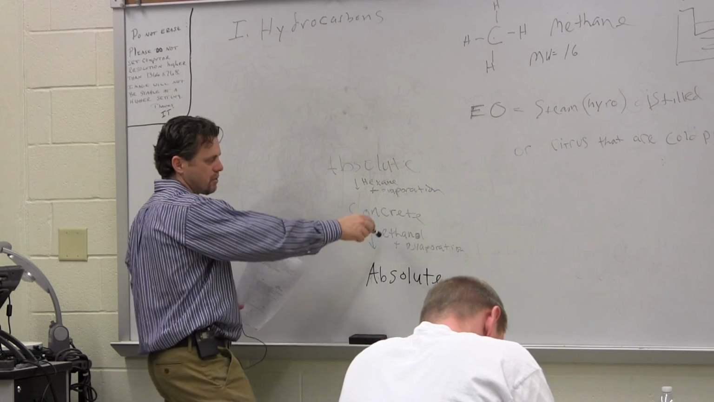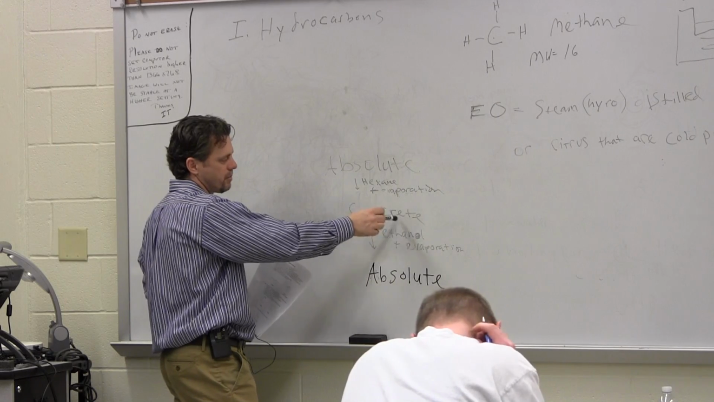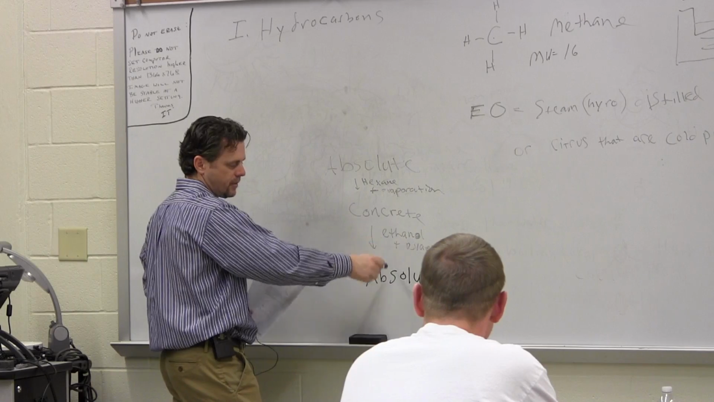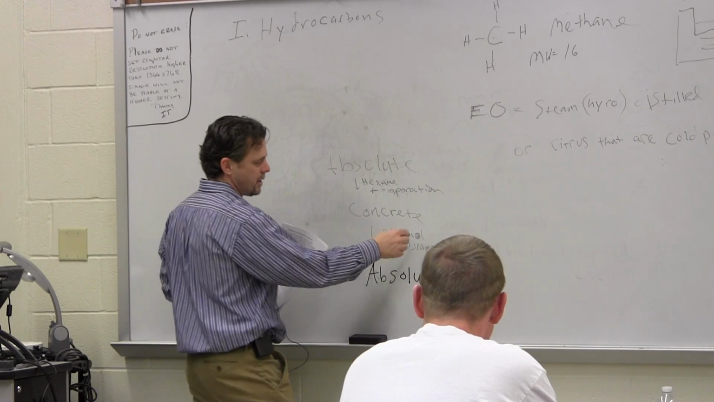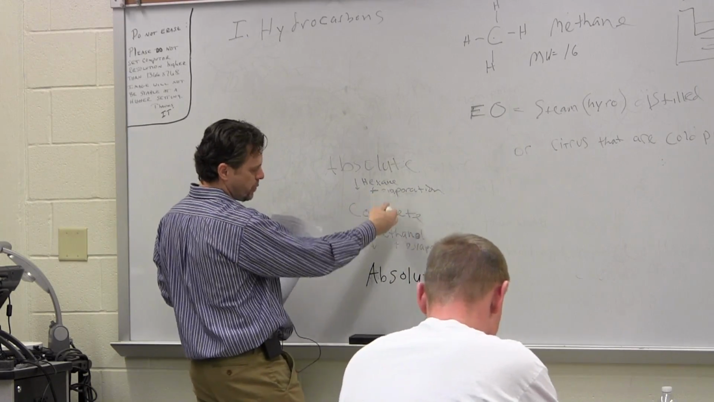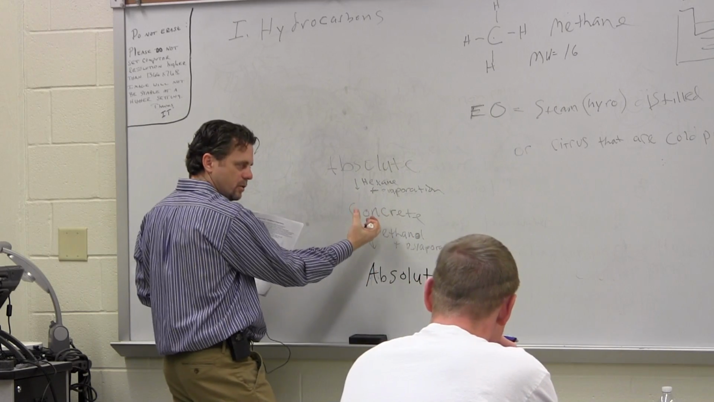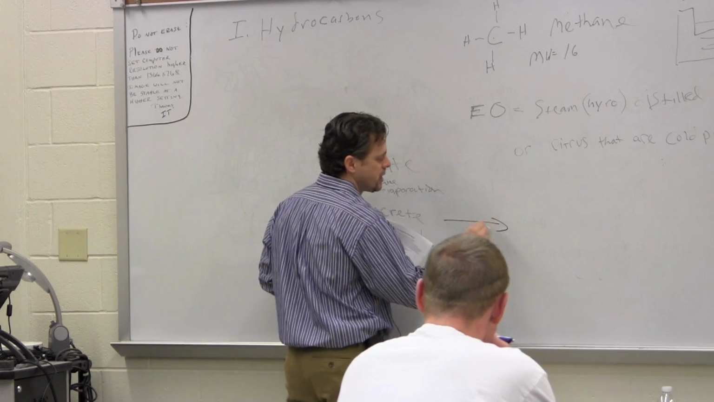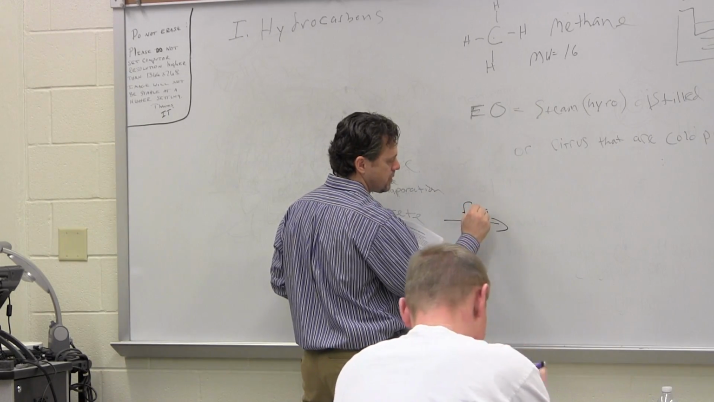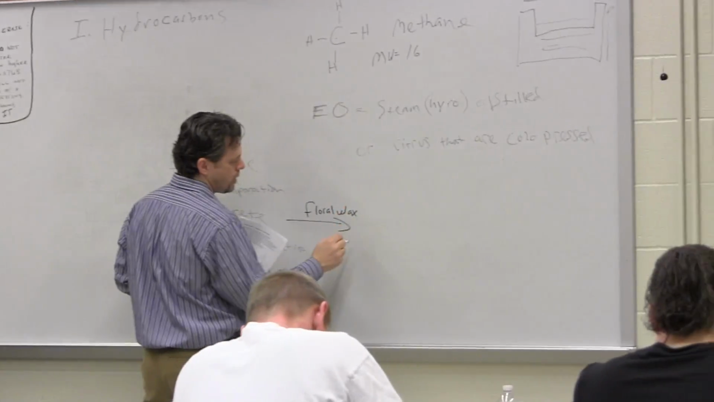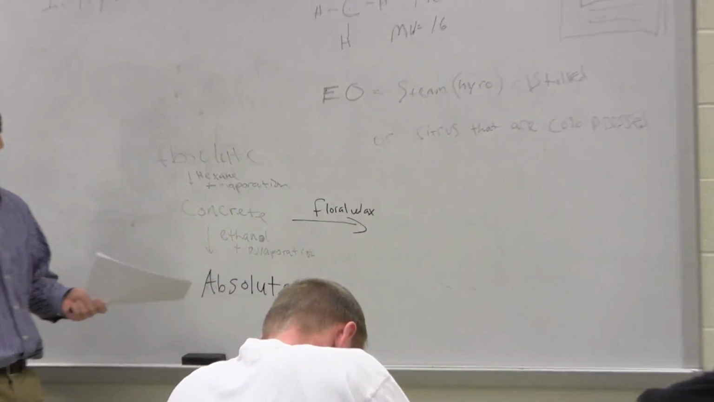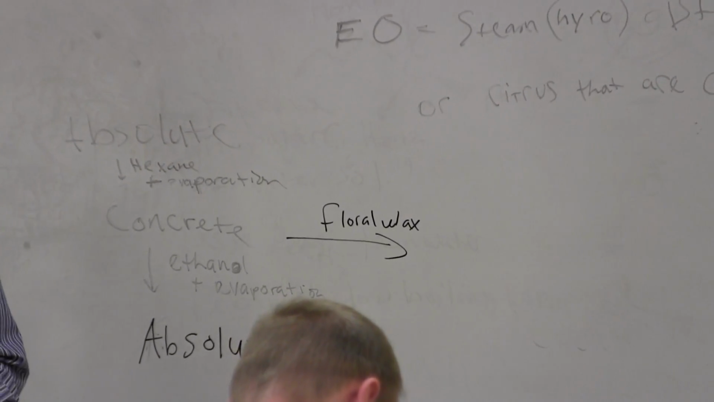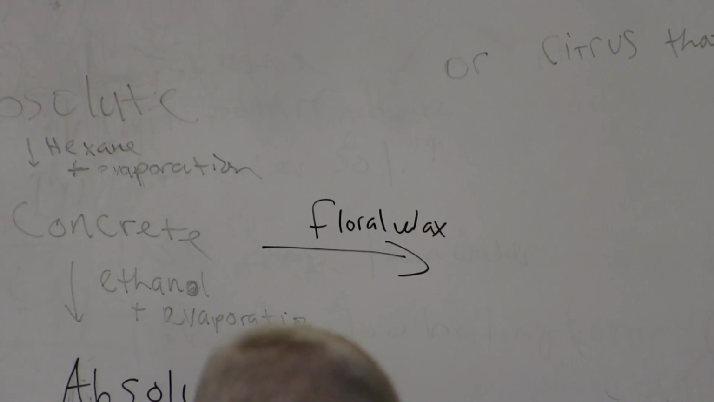And then during this process, after you extract this concrete with the ethanol, this ethanol basically pulls out all the volatile smaller molecules, leaving the waxes behind. And so you get a floral wax left over from this process, which is also a product that is sold. Rose wax, jasmine wax, mimosa wax, things like that, they're available.